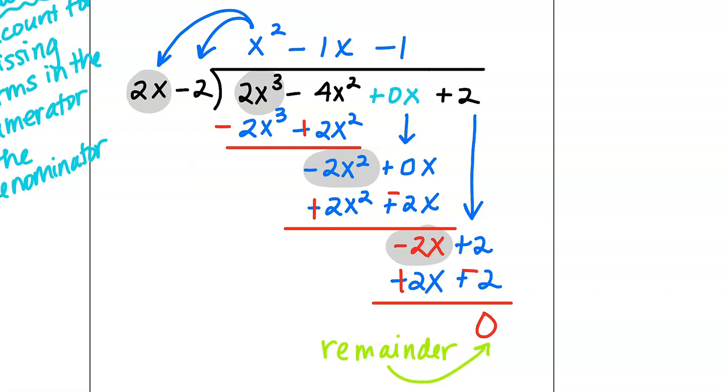And so my answer is x squared minus x minus 1. Do I need to have the 1x? Can I just write that as minus x? And the answer is yes.